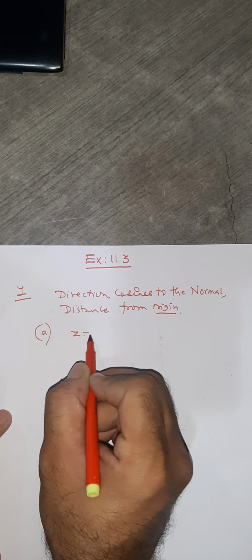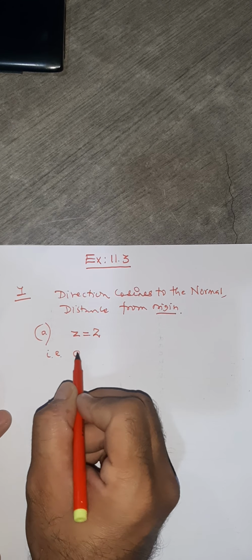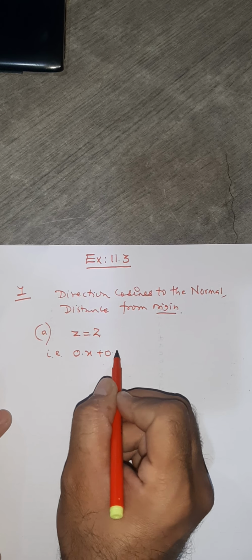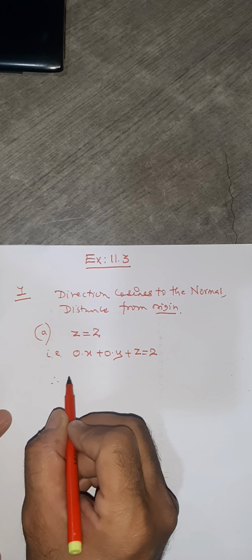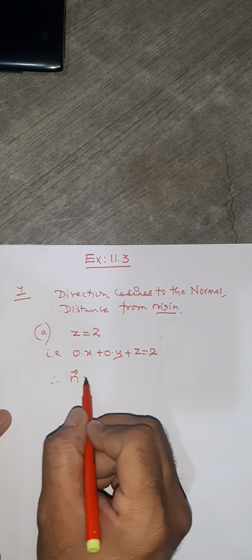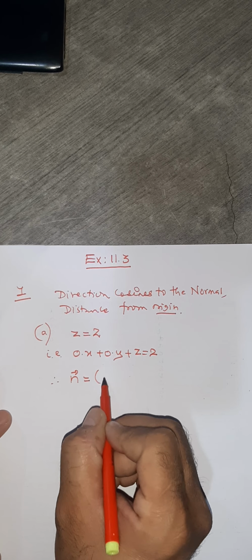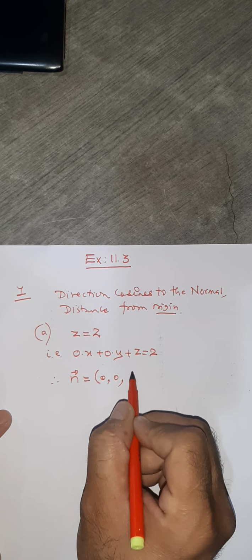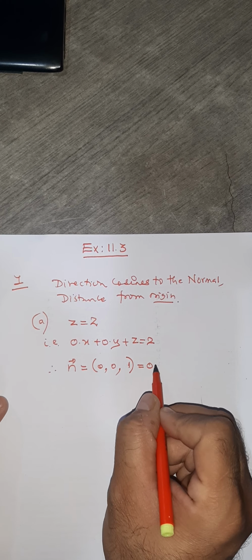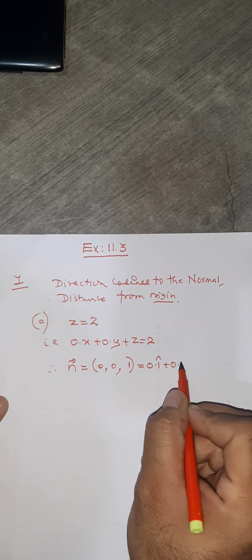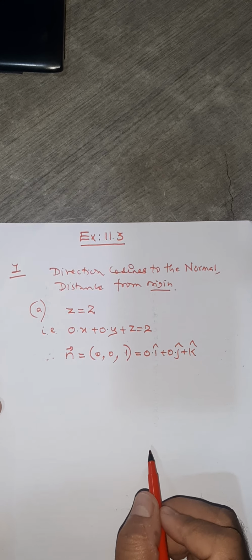The equation is z equals to 2, which I can rewrite like this: 0 into x plus 0 into y plus z equals to 2. So what's the direction of the normal? That is the coefficients of x, y and z, which is 0, 0, 1, which is nothing but 0 into i cap plus 0 into j cap plus k cap, if you want to write in the form of vector components.